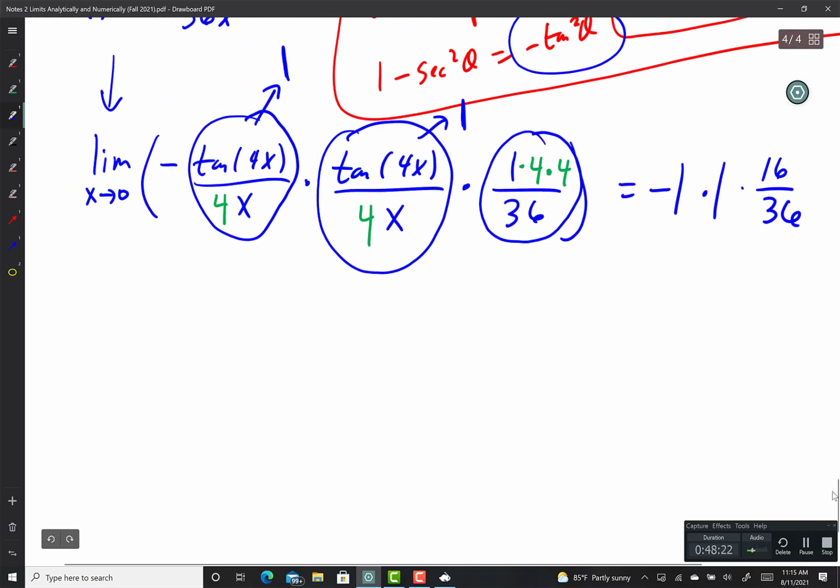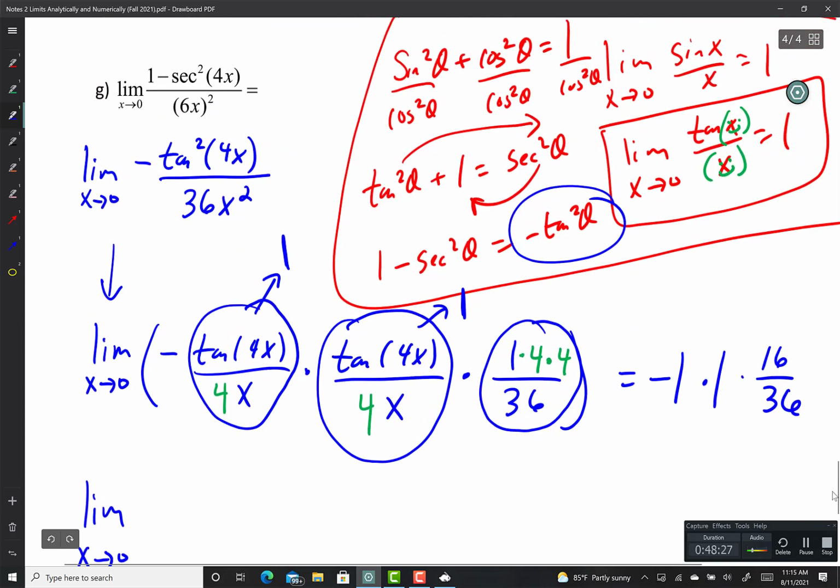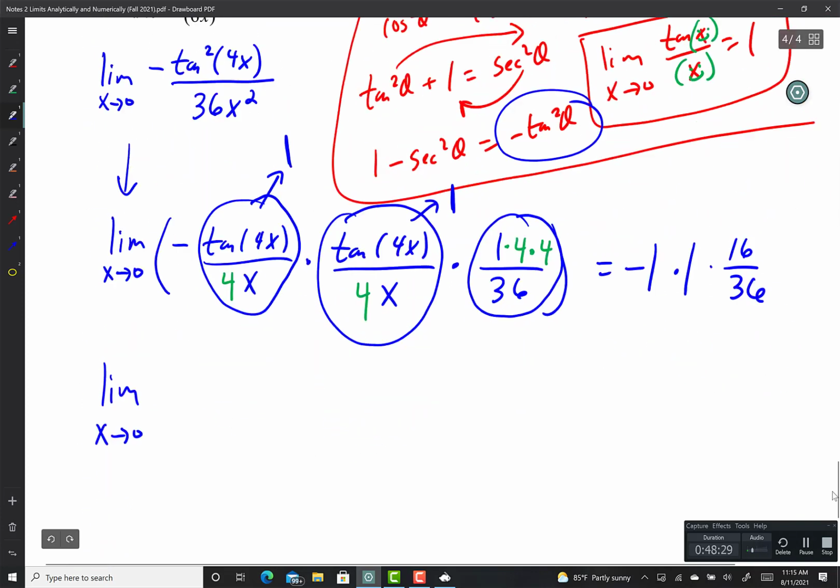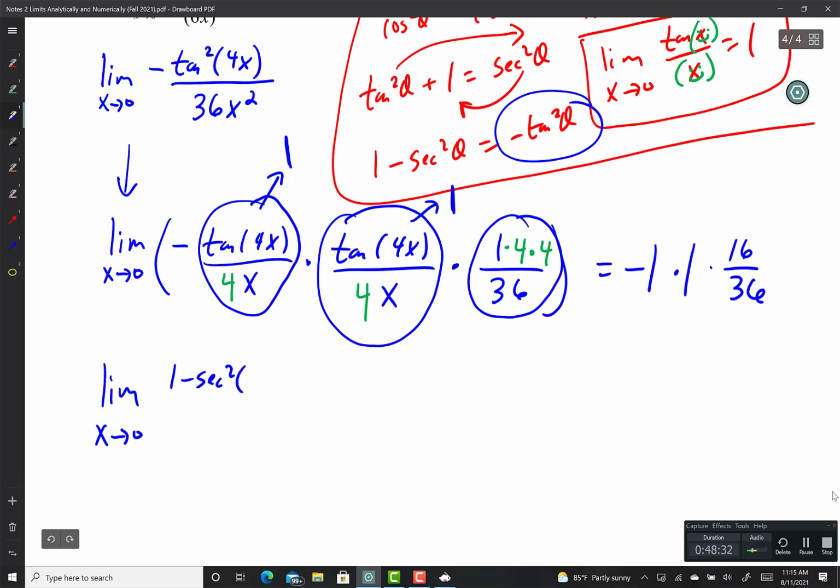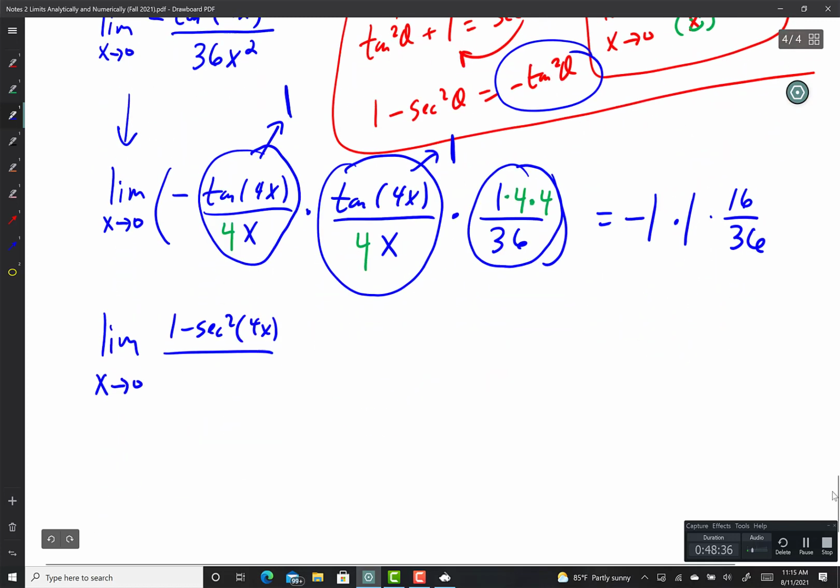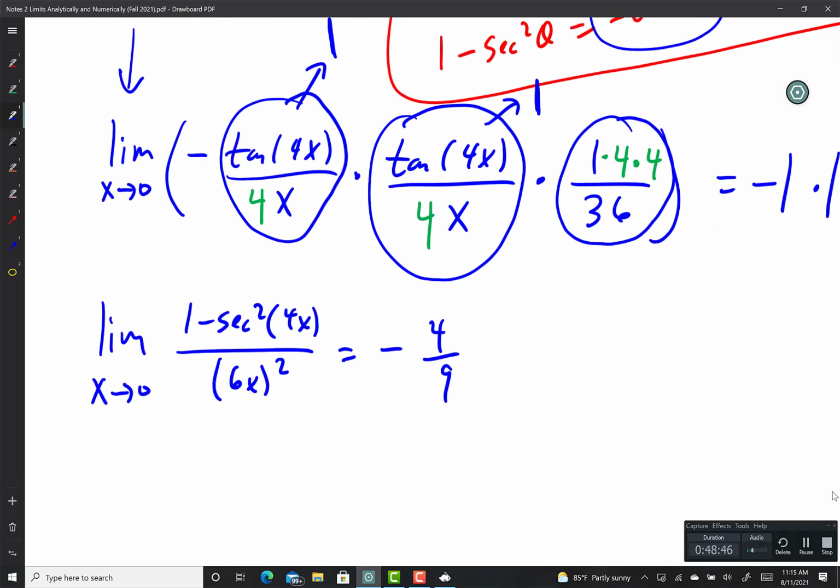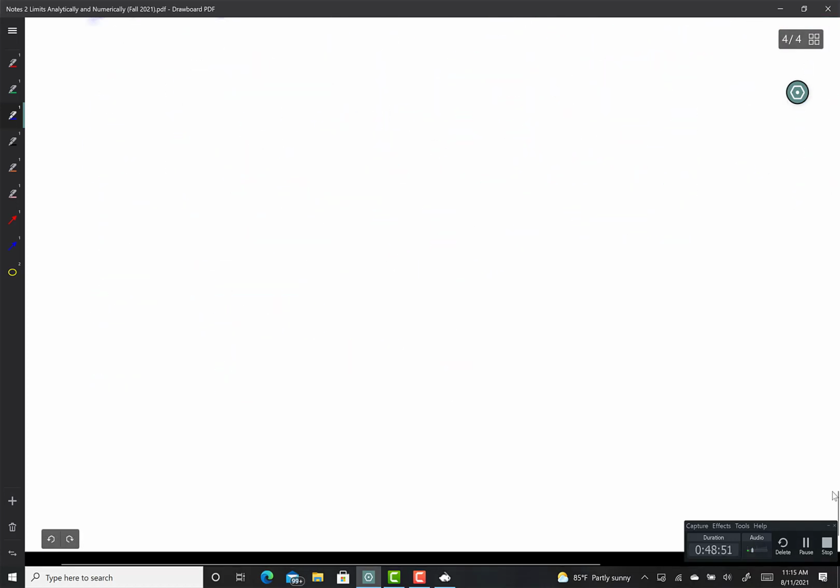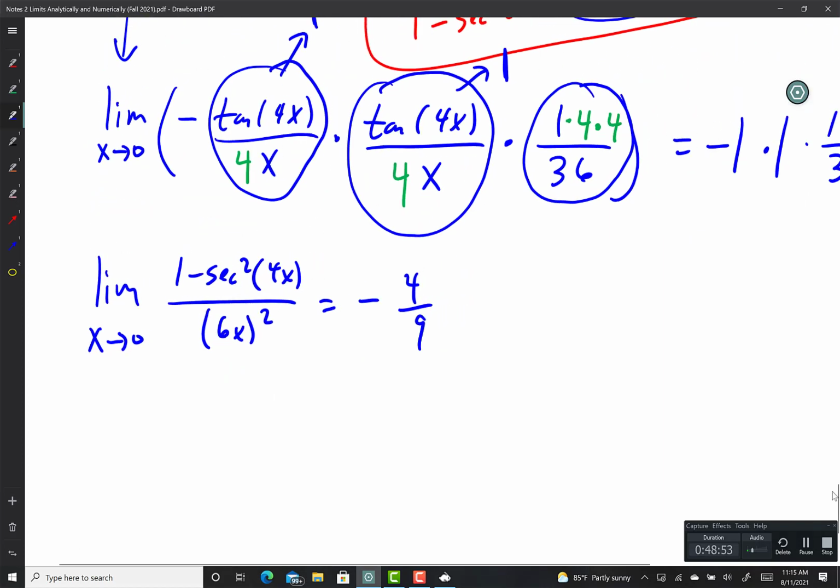So I'm going to write limit as x approaches 0. And I'd like to write the original expression again. 1 minus secant squared of 4x over 6x squared, the whole thing, equals a negative 4/9. And that's about as hard as it gets. How do we feel? Well, we need more experience, obviously.